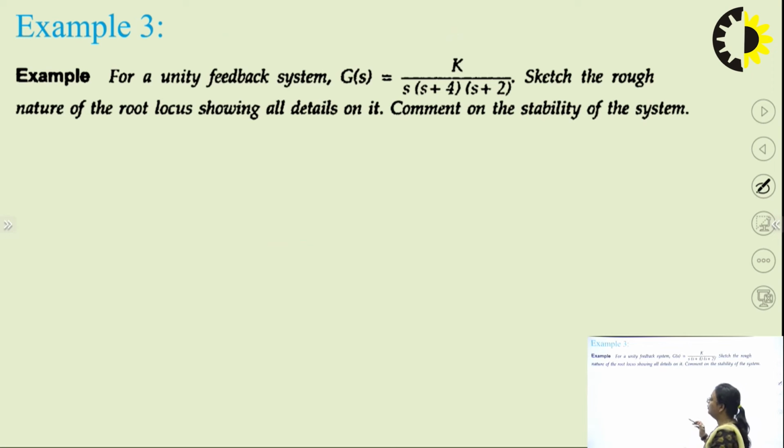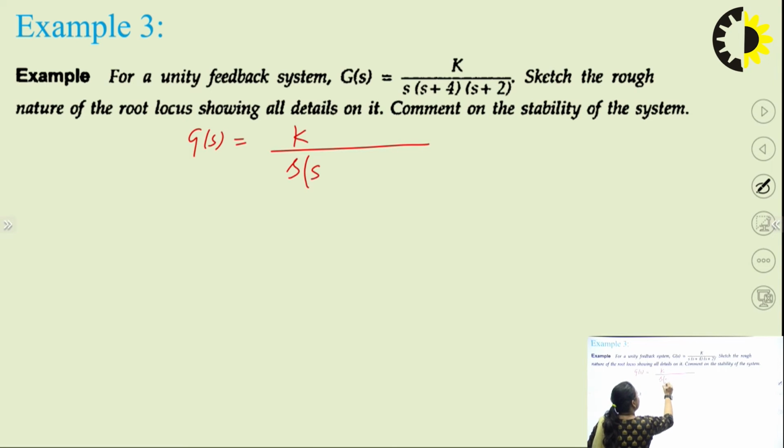Now I hope that the steps are clear. Now by using this example I am able to explain it more clearly. So this is for a unity feedback system. We have G(s) equals K upon s into (s plus 4) into (s plus 2), right? So we have to sketch the root locus for this, and we have to comment on the stability of the system.